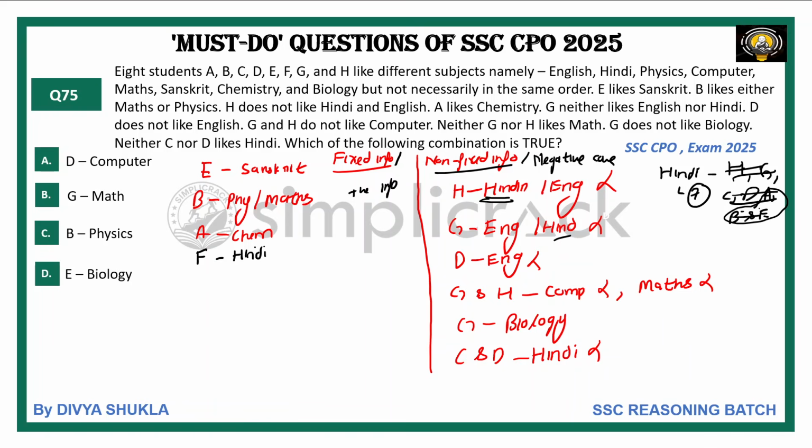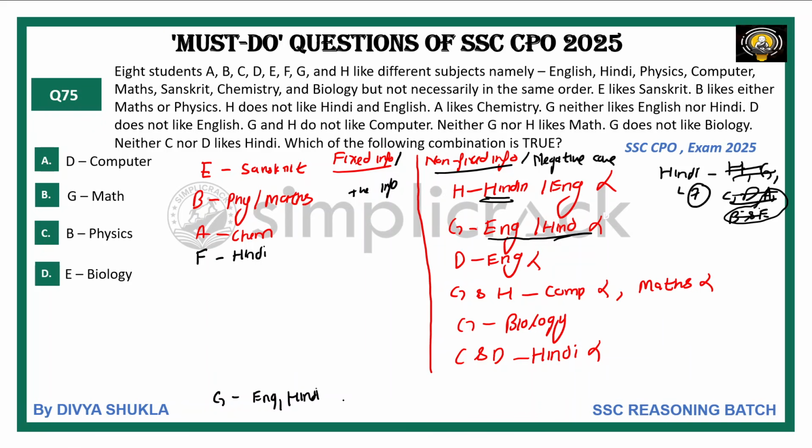Did you understand my point? Now let's talk about G. Now I'm eliminating from the person point of view. I am saying that G is not having English and Hindi. So I'm just writing here that G is not having English, G is not having Hindi.